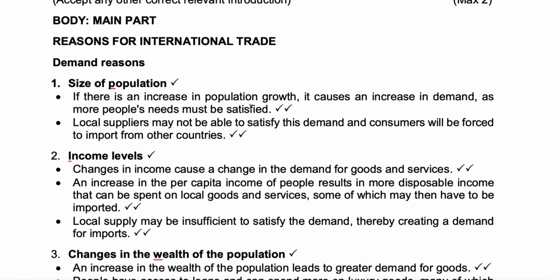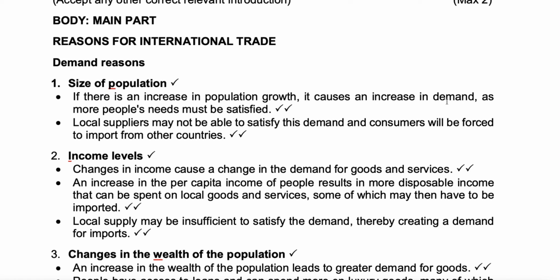All right, so size of population, let's have a look. Why would size of population influence international trade? Why would you buy from other countries? If there's an increase in population growth, it causes an increase in demand generally for goods and services. So if your country cannot satisfy that, then you will have to import. The opposite is also true.